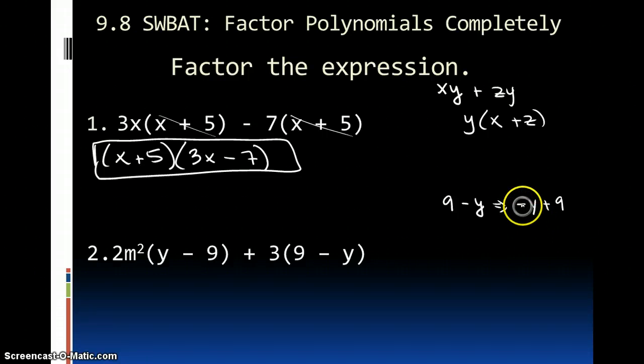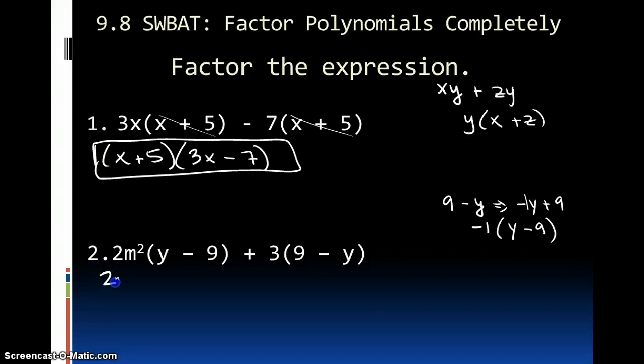My leading coefficient is negative. It's like having a negative 1 in front of there. So I'm going to factor out a negative 1 from both of these two. And when I do, I have y left over because this negative 1 is now out. And then what times negative 1 will give me a positive 9? Negative 9.